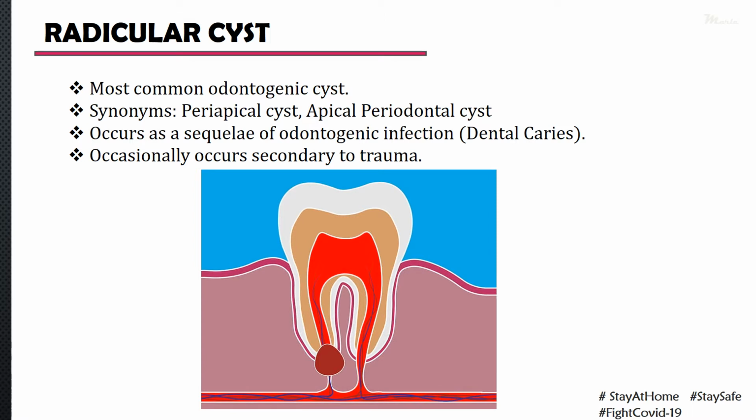So, before we go further into this topic, let us know some key facts. Radicular cyst is the most common odontogenic cyst. We would come across a number of such pathologies during our clinical practice. Hence, a thorough knowledge of this pathology is important. Radicular cyst is also referred to by certain other synonyms such as periapical cyst and less commonly the apical periodontal cyst. Radicular cyst commonly occurs as a sequela of odontogenic infection, that is, dental caries. Occasionally, a radicular cyst may also occur as a result of trauma.